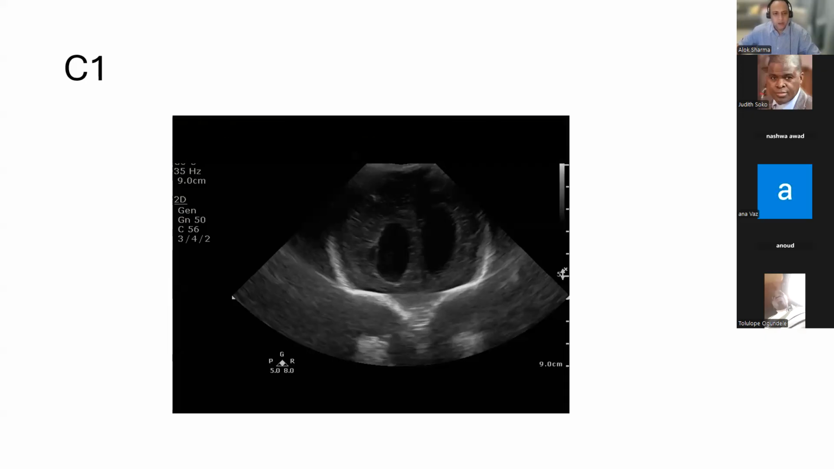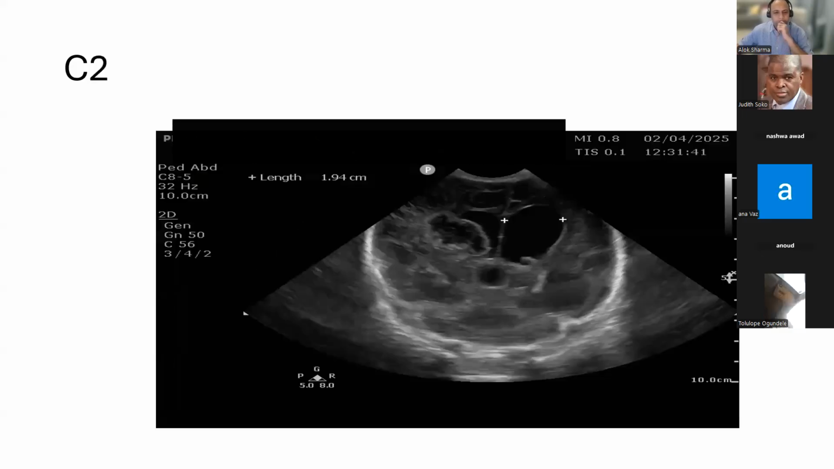Okay, so I'll go down. This is actually the view, like C2. You can see there is dilated ventricle here, and there is, I don't know, doctor, this is hematoma or dilated ventricle or something here. I cannot judge.